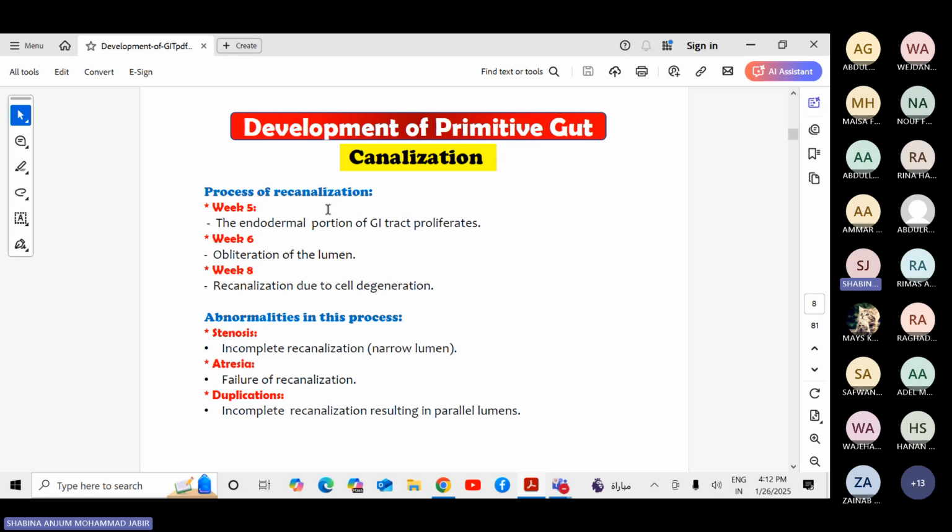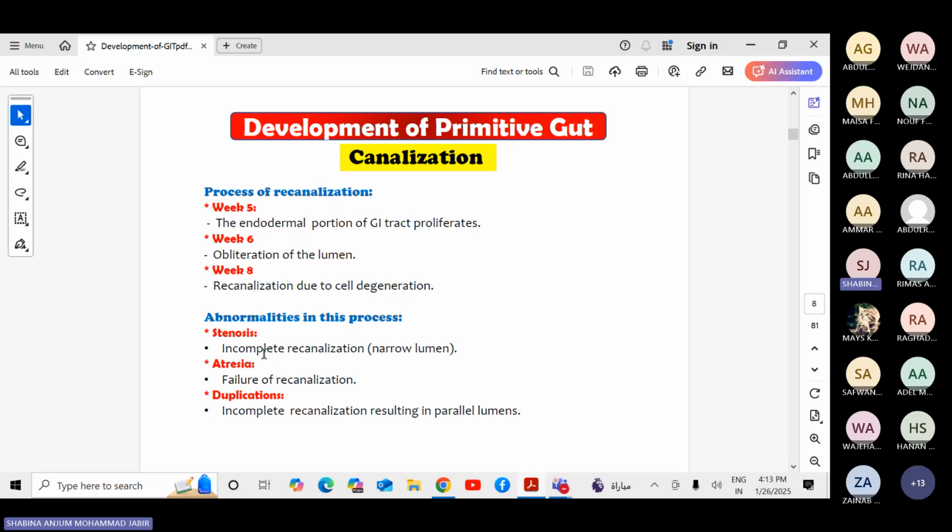Okay, these are the three stages at week 5, 6, and 8. First, there is proliferation of the endodermal cells. Second, obliteration of the lumen. And the third, recanalization due to cell degeneration. Okay, because now you know some of the congenital anomalies which are known to you, like stenosis, like atresia. What is atresia? Atresia means there is no recanalization at all. There is no lumen in any part of the GIT.